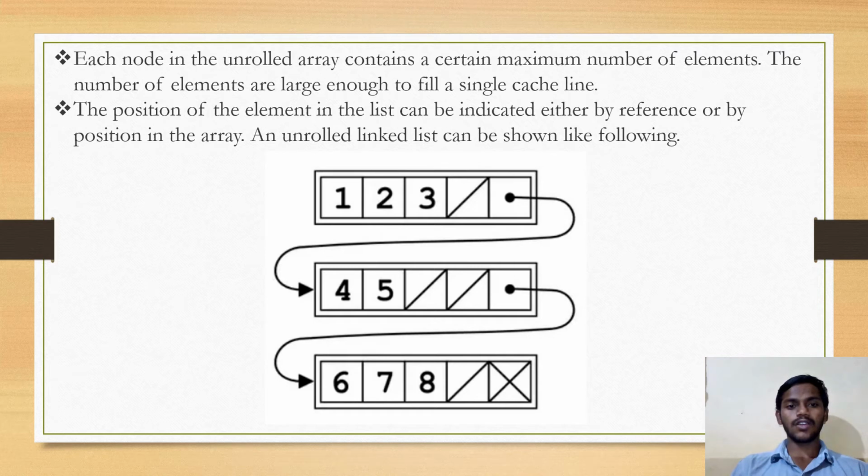Each node in the unrolled array contains a certain maximum number of elements. The number of elements is large enough to fill a single cache line. The position of the element in the list can be indicated either by reference or by position in the array. An unrolled linked list can be shown like the following.